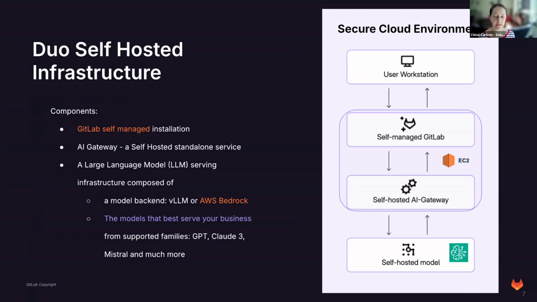You will also need the AI gateway, which is a service that you install standalone and that will allow the communication between the GitLab instance and your models. And you need, of course, LLM infrastructure, which is composed of a model backend, which can be vLLM, or, for example, AWS Bedrock, if you want to use the AWS services. And then you need the models themselves.